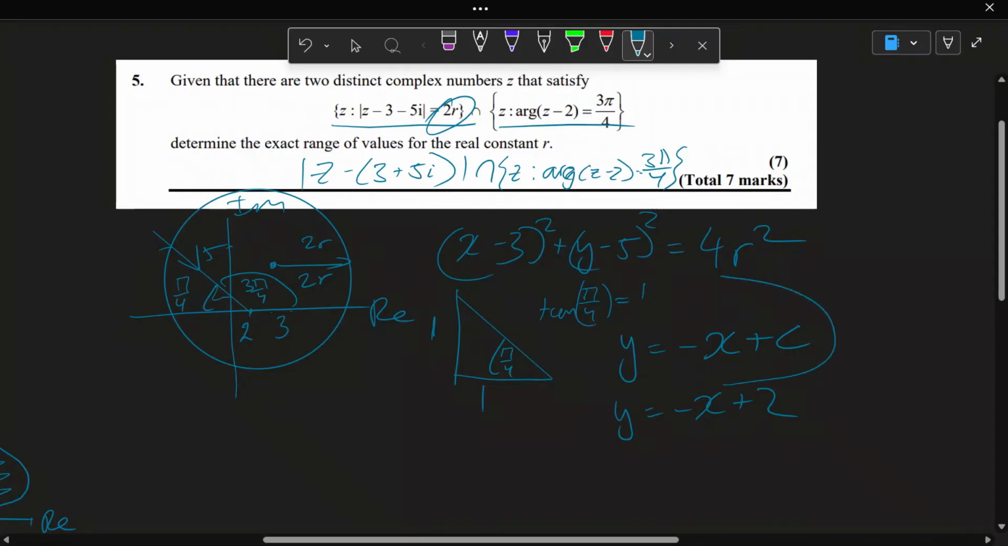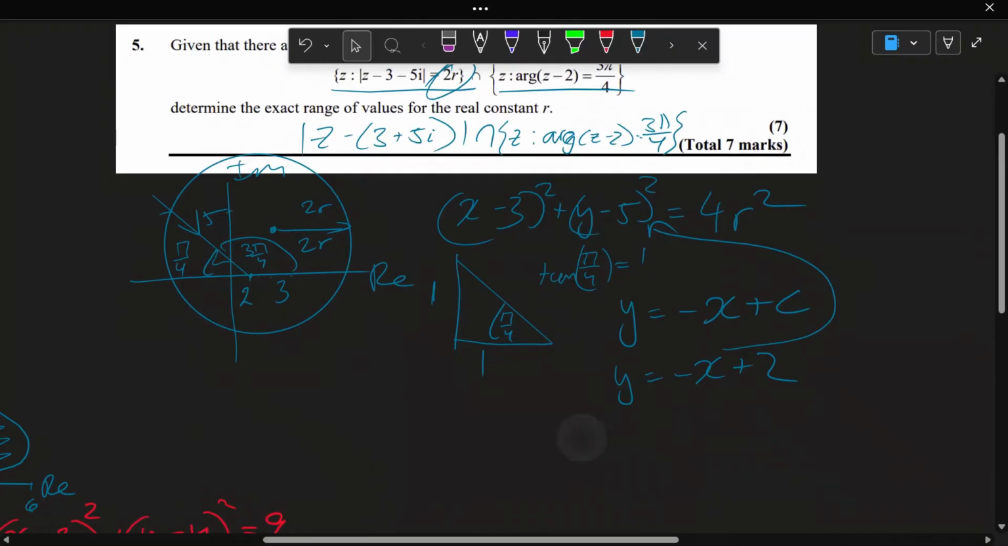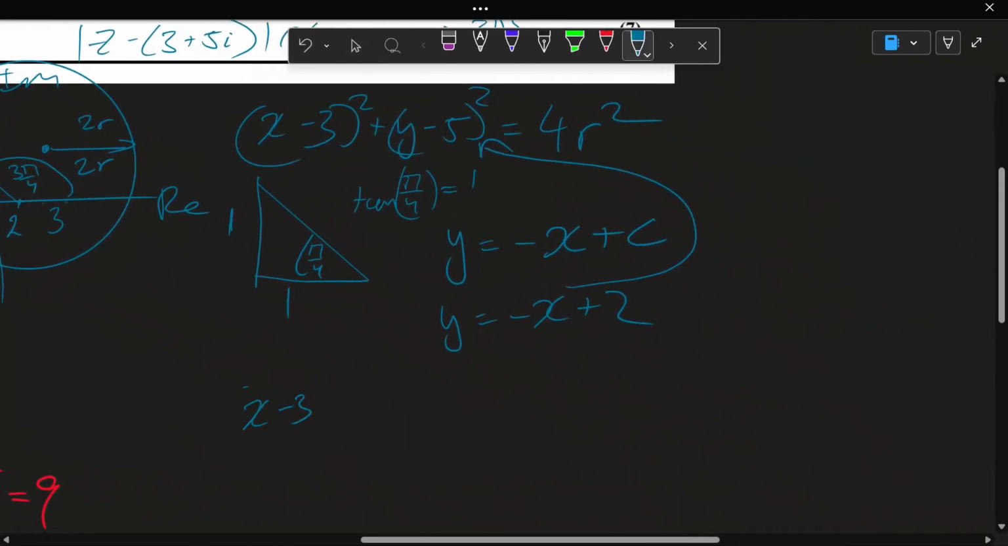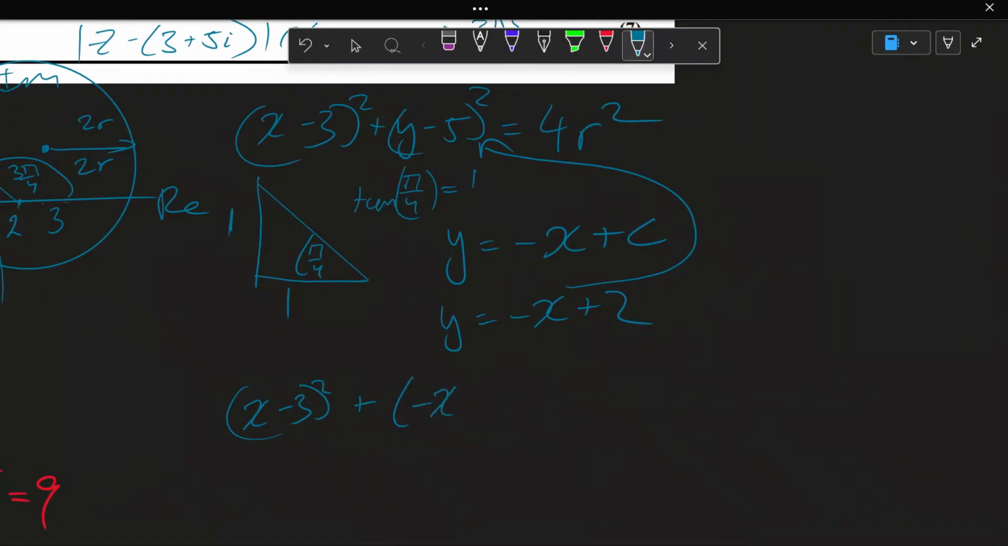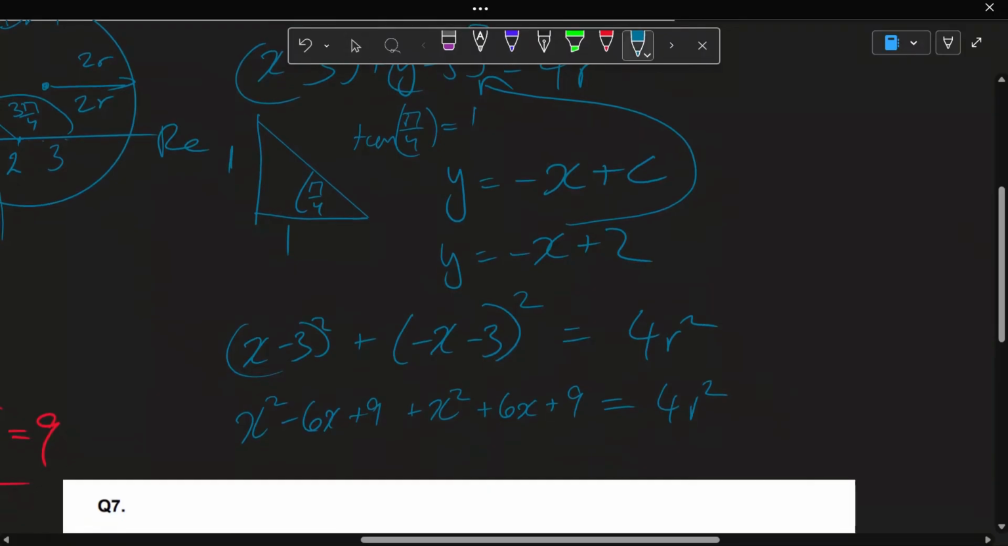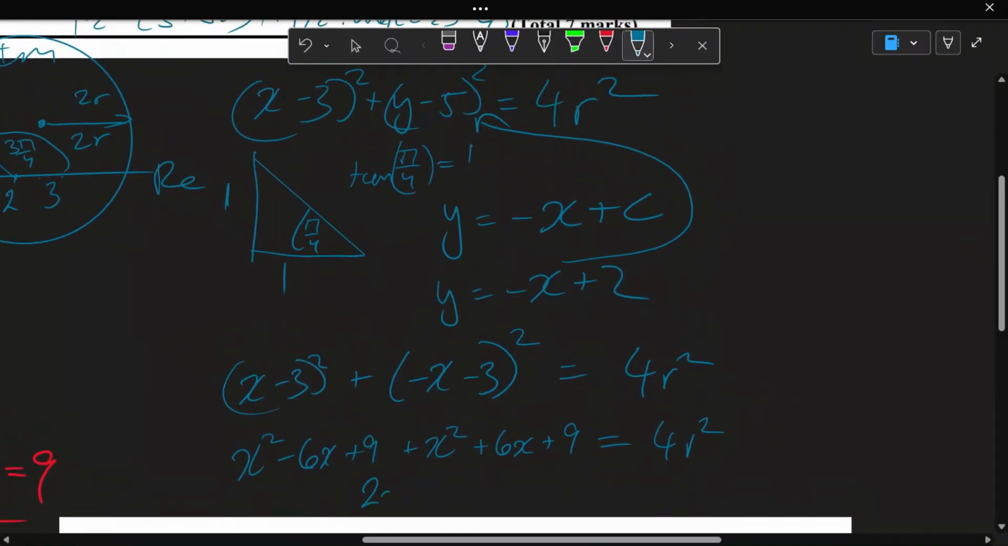Next, I'll find a solution to this equation. So we have (x minus 3) all squared plus (minus x plus 2 minus 5, which is minus x minus 3) all squared equals 4r squared. Expanding, x squared minus 6x plus 9, plus x squared plus 6x plus 9, equals 4r squared. This will be 2x squared plus 18 minus 4r squared equals 0, because I brought this to the other side.